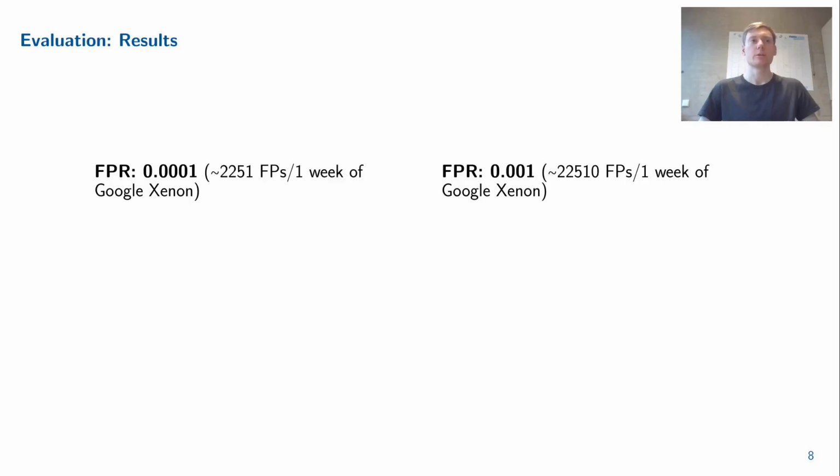For our evaluation, we classified all certificates added to the Google Xenon logs in the first week of May 2020, more than 20 million certificates in all. When classifying a certificate, each classifier returns a confidence score between 0 and 1, indicating the confidence in the classification result. Now, to compare the classifiers, we set 2 fixed false positive rates, 0.0001, which is shown on the left side and corresponds to roughly 2,251 benign certificates that are misclassified as phishing in our evaluation timespan, and 0.001 on the right.